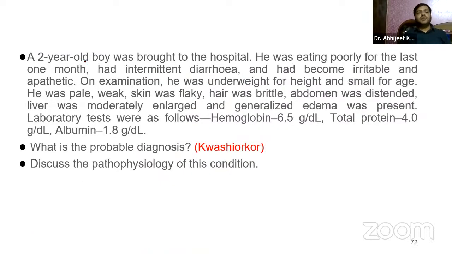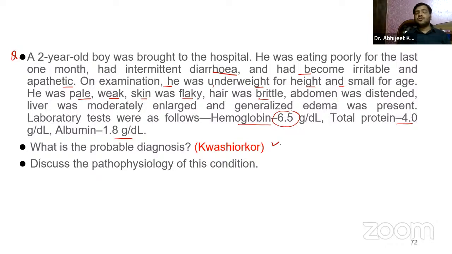A 2-year-old boy was brought to the hospital. He was eating poorly for the last 1 month and has diarrhea, had become irritable and apathetic. On examination, he was underweight for height and small for age. He was pale, weak, skin was flaky, hair was brittle, abdomen was distended, liver was moderately enlarged and generalized edema was present. Hemoglobin is 6.5, very, very low. Total protein 4 and albumin 1.8. What is the diagnosis, guys? It's already given: Kwashiorkor.